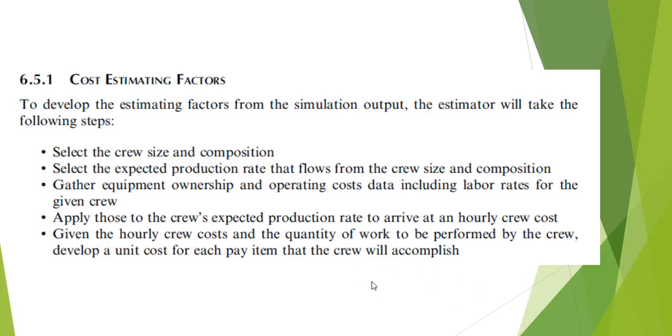If you're going to use that output to do cost estimating, you have to do several things. You have to select the crew size and the composition. You have to select the production rate that flows from the crew size and the composition, right? You have to gather ownership and operating cost data, just like we did in the example a minute ago with the concrete plant. You have to apply those costs to the crew's production rate and machinery and facilities.